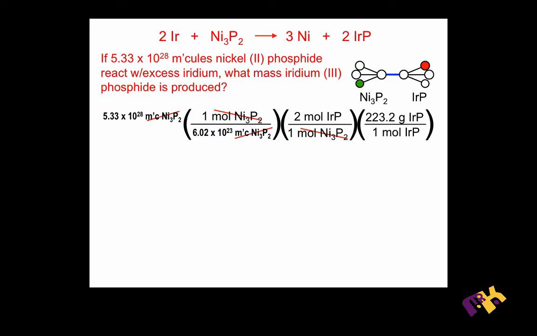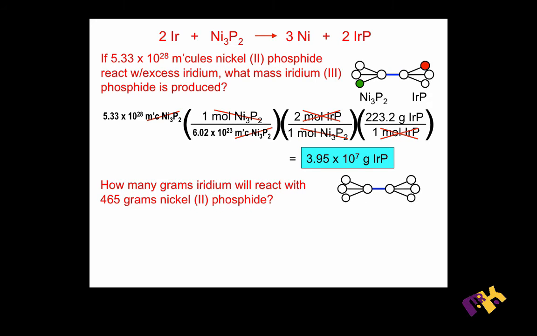So we set that up, cancel away the moles, and they want us to know the mass produced, so we're going to multiply by its molar mass, 223.2, and when we punch everything through a calculator, we should end up with like 3.95 times 10 to the 7th grams of iridium 3 phosphide.